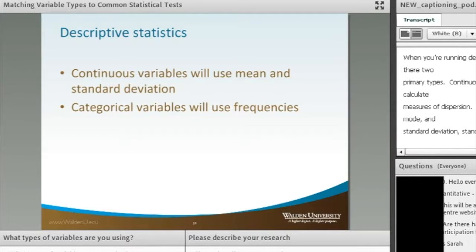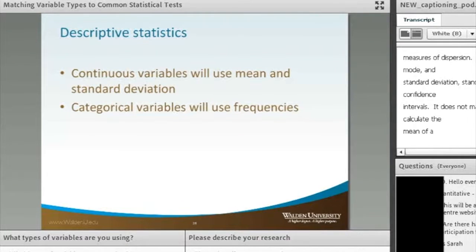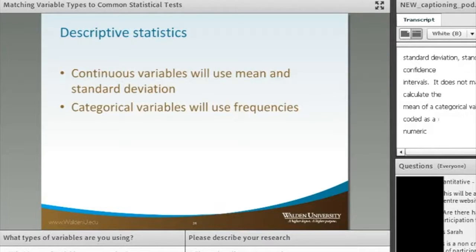It does not make sense to calculate the mean of a categorical value that has been coded as a numeric. So if you've coded gender as 1 for male and 2 for female, a mean of 1.5 doesn't tell you anything.